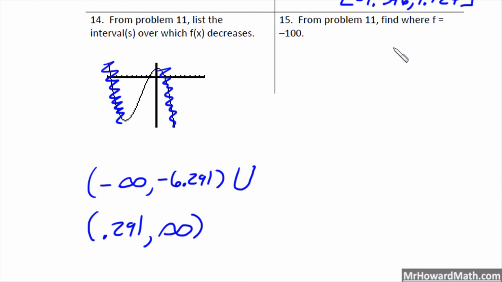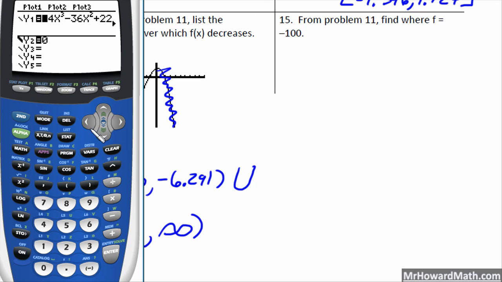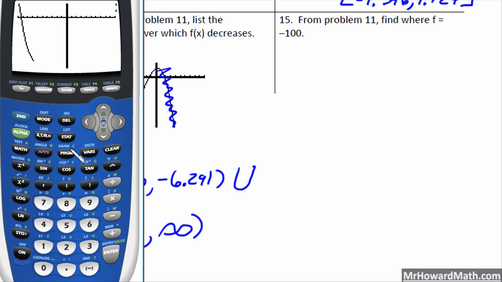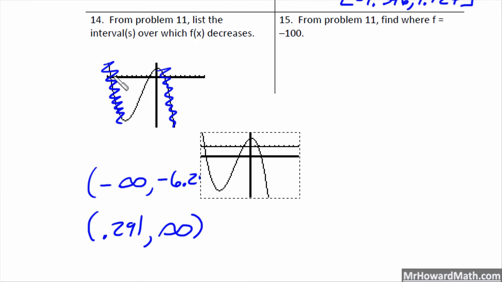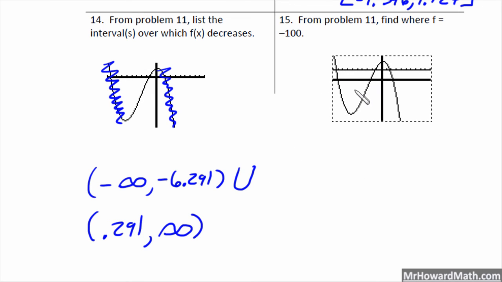From problem 11, find where f is equal to -100. So let's bring the calculator back in. We go to y equals, we type in -100, that's where y is -100. Graph it, and we'll find the intersections. So -100 cuts across. There are actually 3 answers. I'm going to bring this graph over for us quickly. And those answers would be here, here, and here, those 3 intersections.